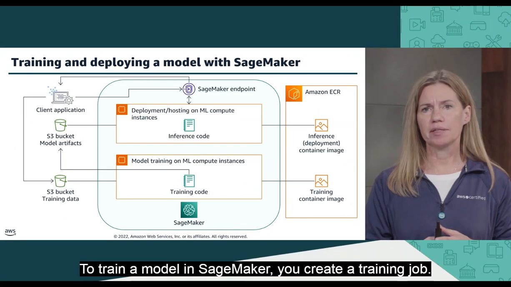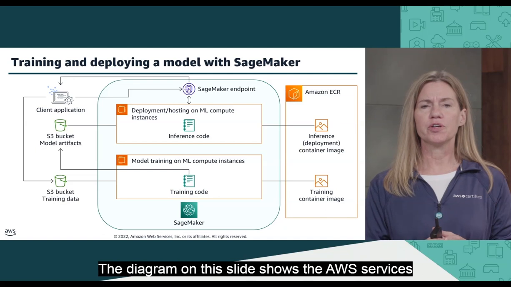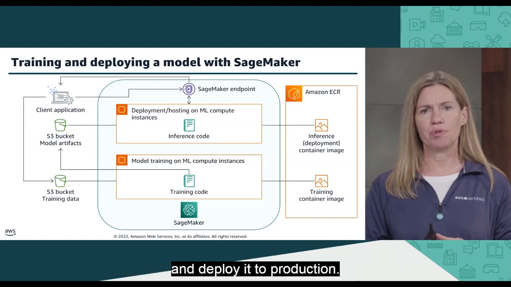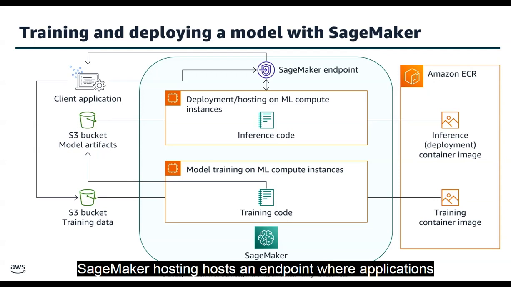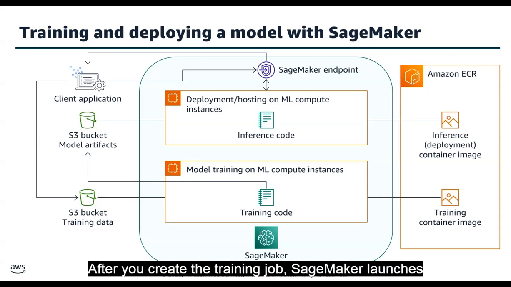To train a model in SageMaker, you create a training job. The diagram on this slide shows the AWS services that are used to run a training job and deploy it to production. SageMaker Hosting hosts an endpoint where applications can access the model and have it predict an outcome when given an individual request. After you create the training job, SageMaker launches the ML Compute instances and uses the training code and the training dataset to train the model.